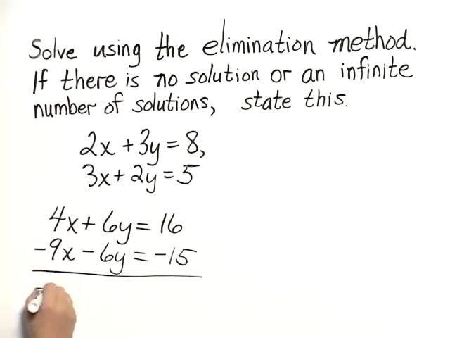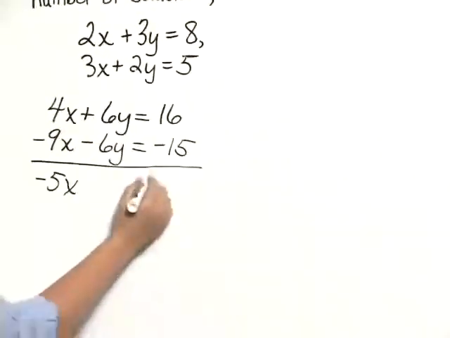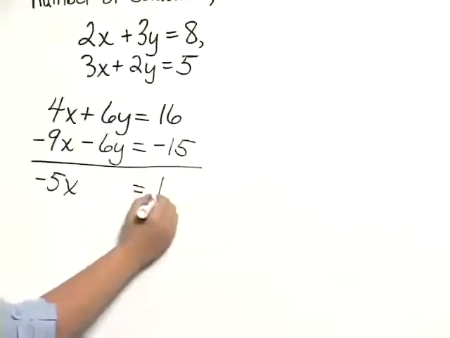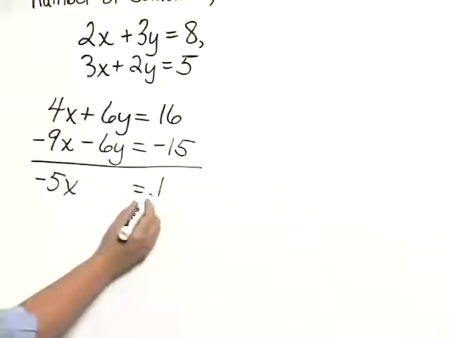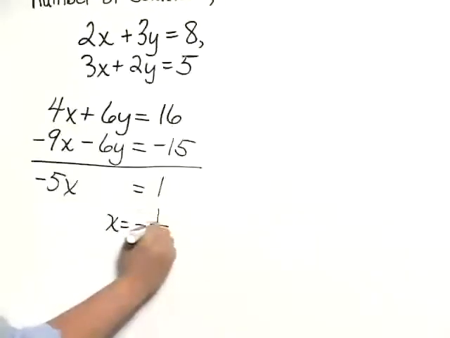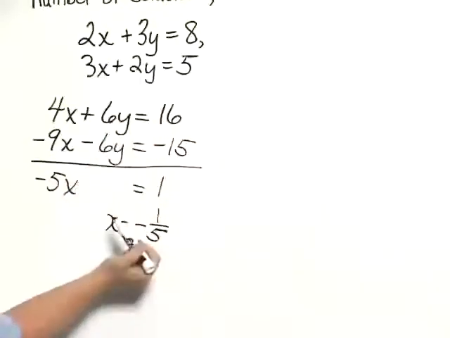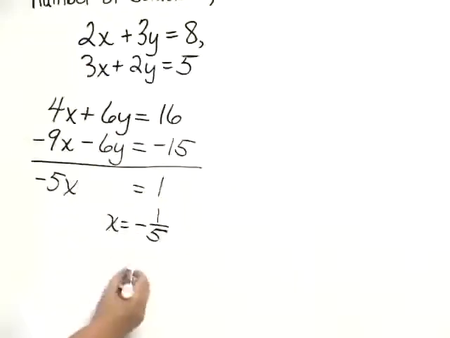Adding, I have negative 5x plus 0 equals 16 minus 15 is 1. Dividing both sides by negative 5, I get x equals negative 1/5. Now I take this value for x, which is negative 1/5, and now I need to find a y value. I substitute negative 1/5 for x in either of these original equations. I'll use the top one.